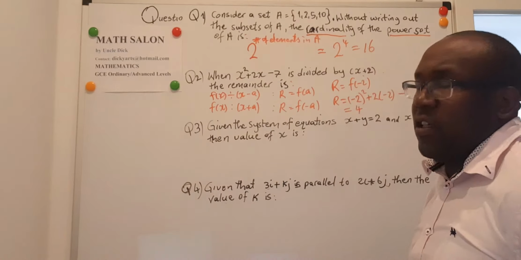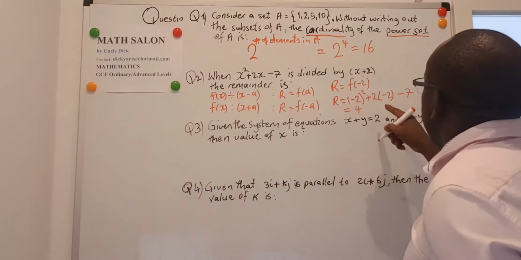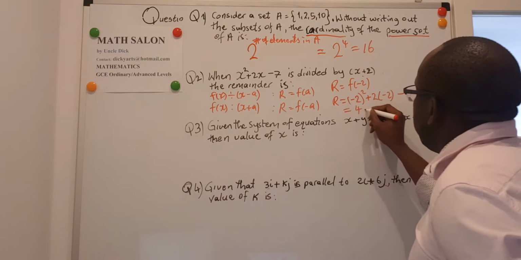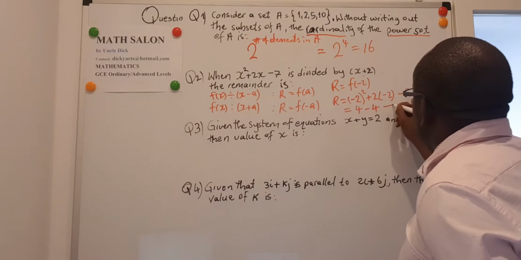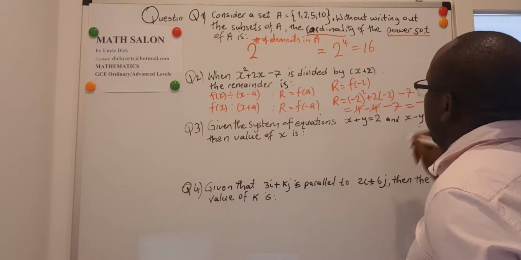Minus 2 squared is 4, because it's minus 2 times minus 2. The minus times the minus becomes plus. 2 times minus 2 is minus 4, minus 7. The minus 4 goes away with the 4, and I'm left with minus 7.